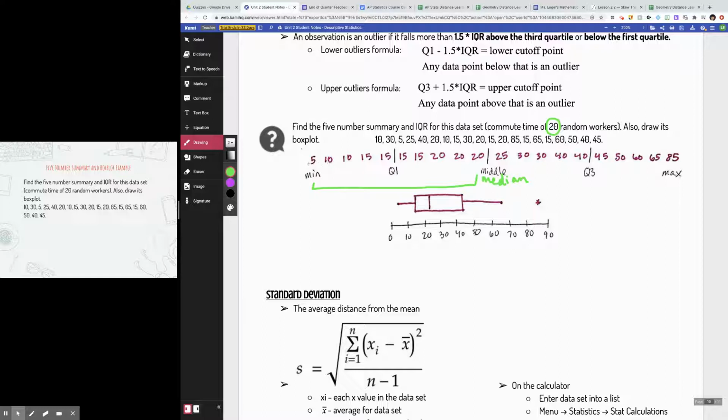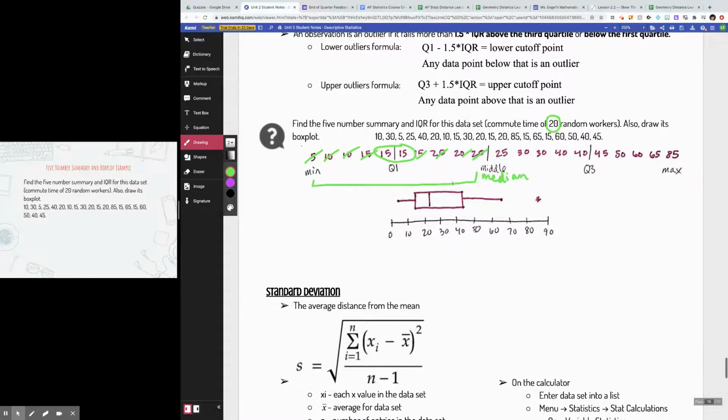Or you can do the cross off method and literally cross off 1, 2, 3 on this side, 1, 2, 3 on this side, and so I end up here, right? Again, I have two numbers, so I have to average them, but in this case you end up with the same value, because you got 15 and 15.